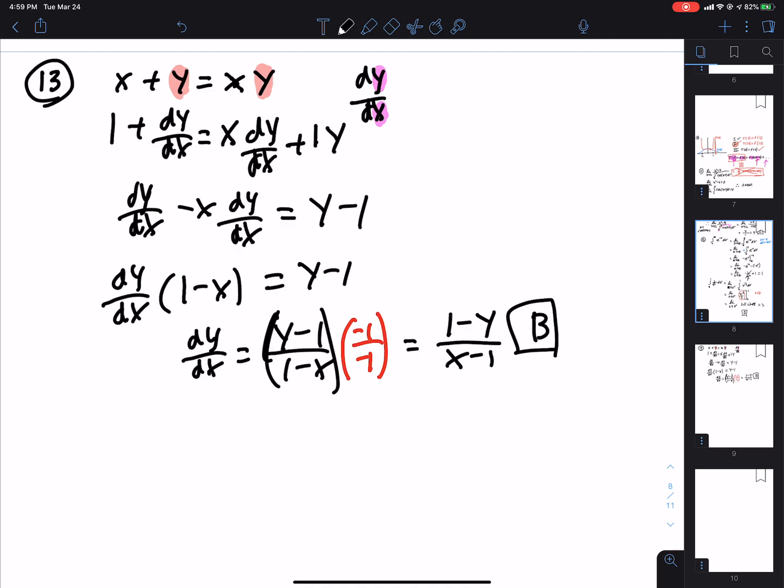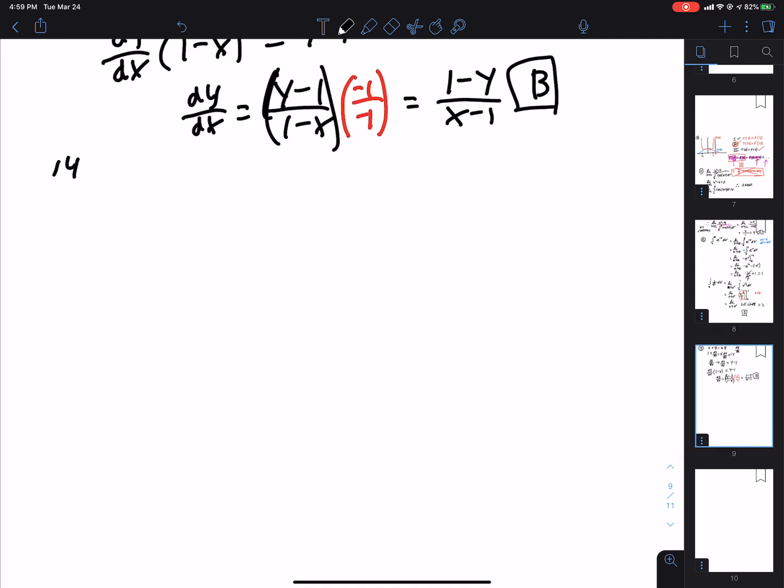All right, let's go to 14. Okay, they want us to look at which integral equals that. So if you look at A, in order to integrate that, you would have to do u-sub. So u would have to be g of x. du would be g prime of x dx. I would have to have that in my integral, and that doesn't appear, so that's not going to work.